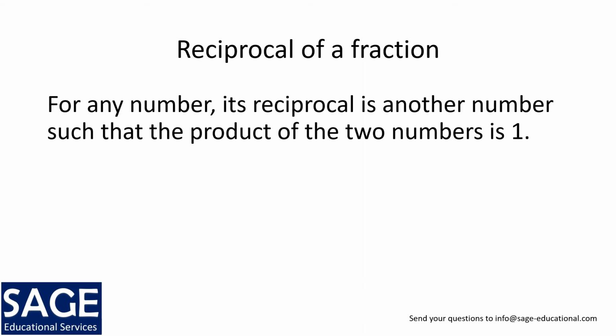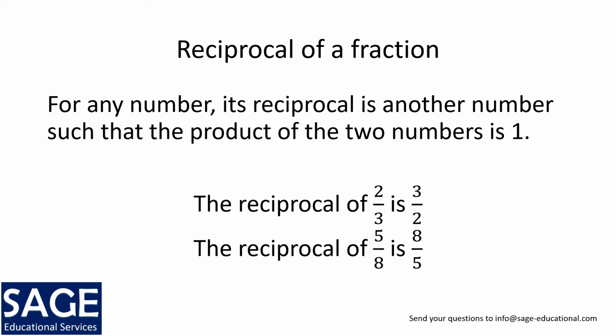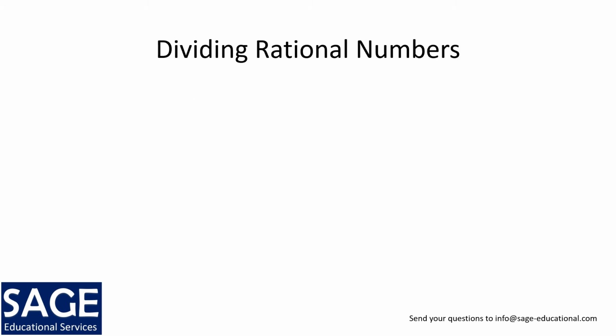Now, before we talk about dividing fractions, we quickly want to learn about something called a reciprocal. For any number, its reciprocal is another number such that the product of the two numbers is 1. In the case of fractions, we simply interchange the numerator and denominator. So the reciprocal of 2 over 3 is 3 over 2. The reciprocal of 5 over 8 is 8 over 5. And this is important for when you want to divide two fractions.